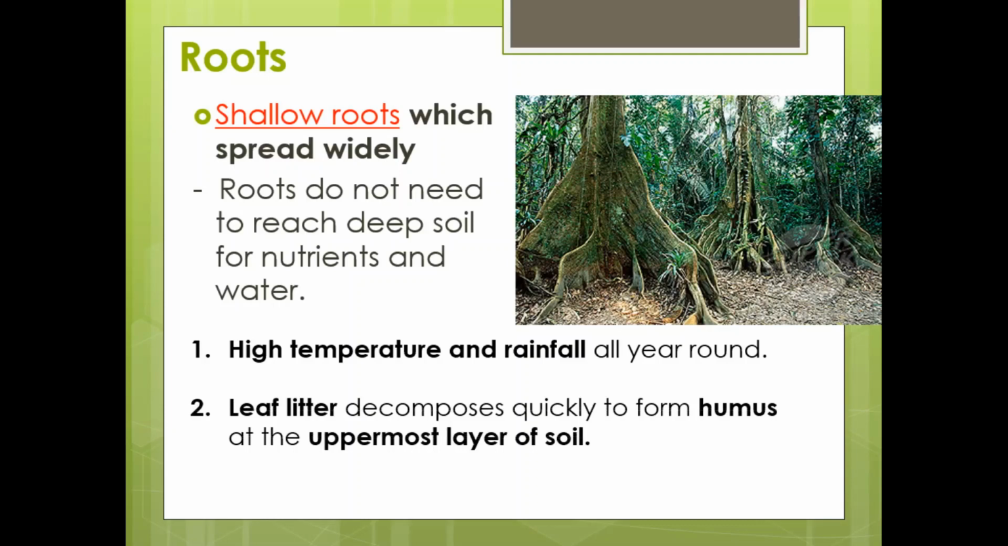Okay, so that's what I said. High temperature and rainfall all year round, and there is leaf litter which decomposes to form humus, and this humus is found in the uppermost layer of the soil. So basically the nutrients are found at the top layer of the soil.